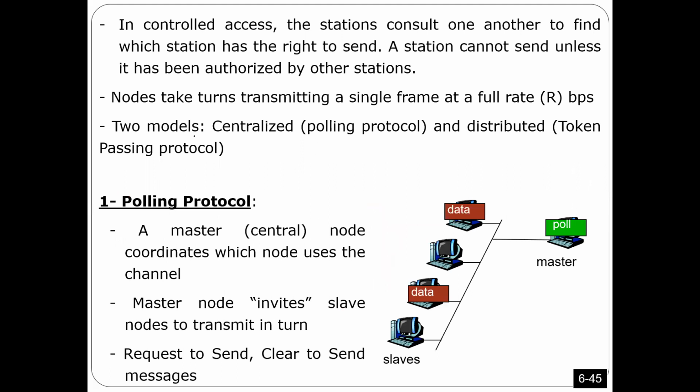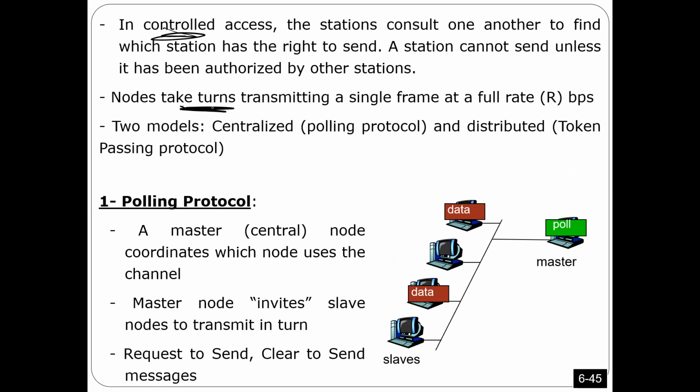You can tell from the English name, controlled, that there is some kind of control over access. So here in controlled access, the stations consult one another to find which station has the right to send. A station can't send unless it has been authorized by other stations. So it's more like we take turns. There are some kind of turns here.